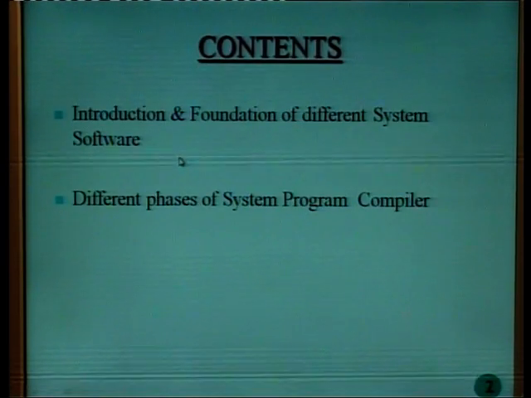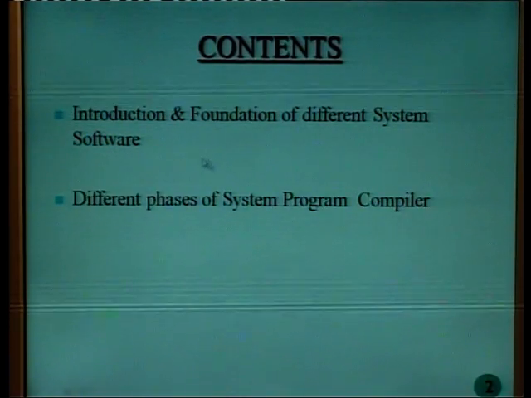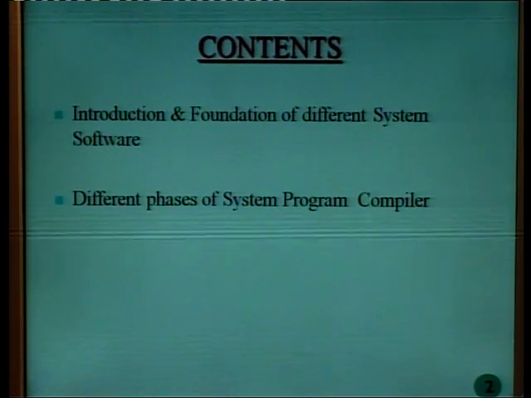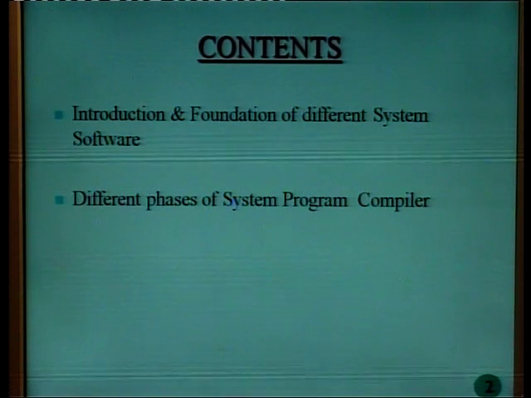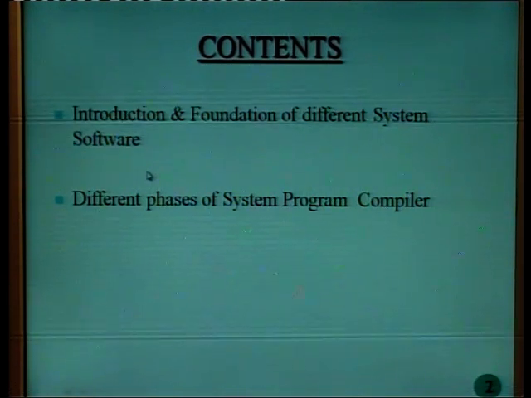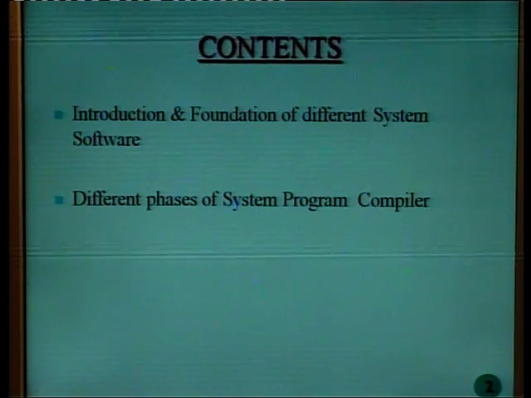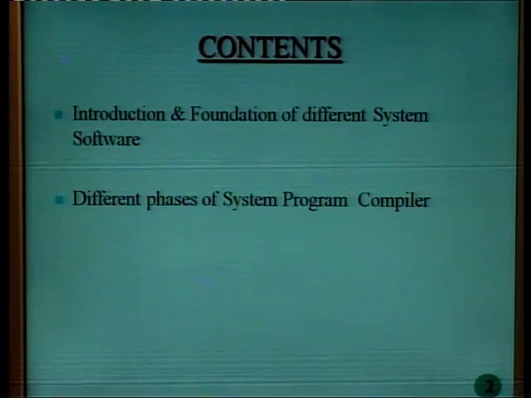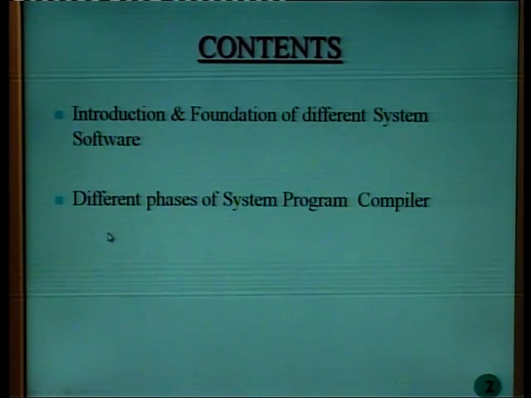So the content that we will cover in today's lecture is the introduction to the different system software, the evolution or foundation of system software, and later on we will discuss a system program, the compiler, in brief. What are the various phases or design procedure of a compiler?